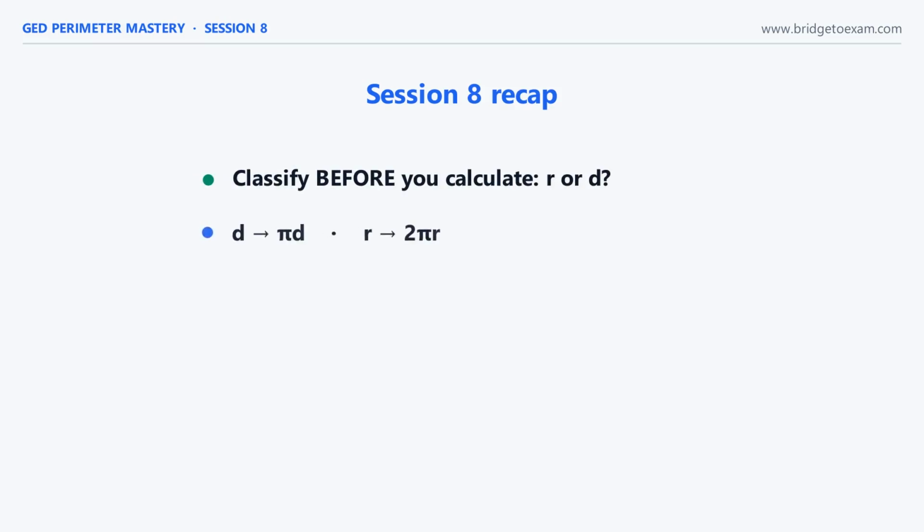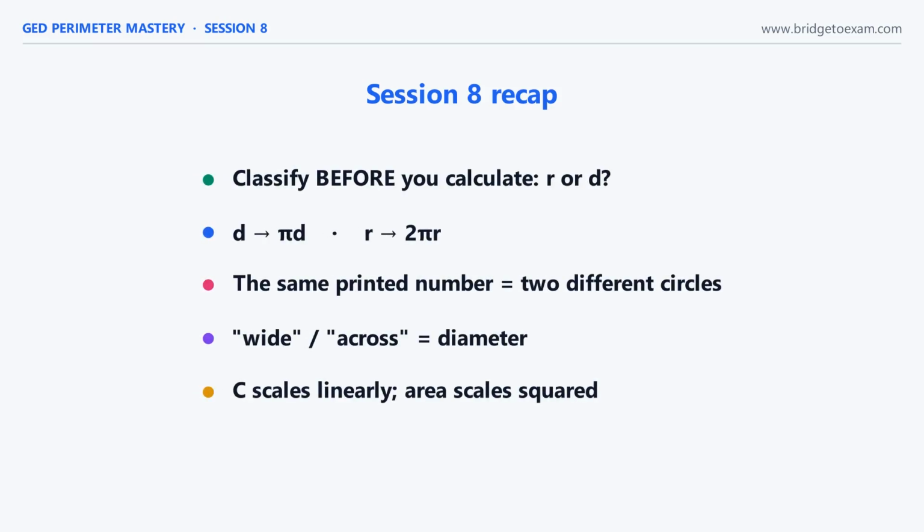Let's recap. Classify before you calculate. R or D. Diameter goes in pi d. Radius goes in 2 pi r. The same printed number means 2 different circles. Everyday words like wide and across mean diameter. And circumference scales linearly, unlike area.